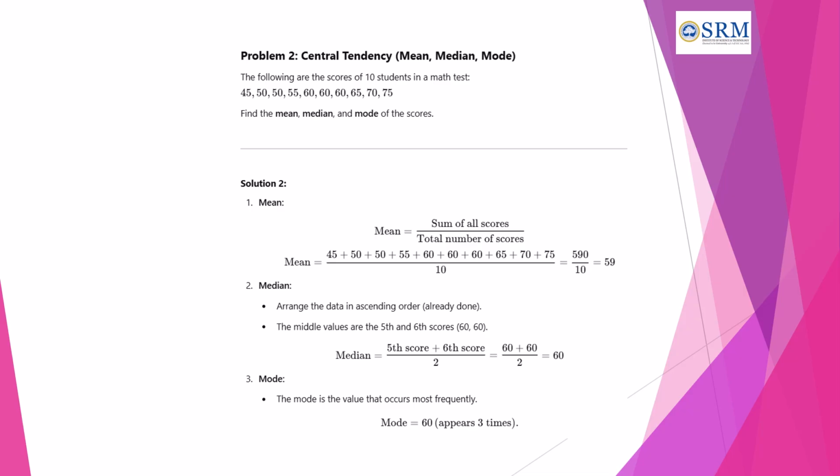The median is the middle value when the scores are arranged in order. Since there are 10 scores, the median is the average of the 5th and 6th scores, both 60. So the median is 60. The mode is the score that appears most often, and here 60 shows up 3 times, so the mode is 60. These measures help us understand the typical score and how the scores are spread out.